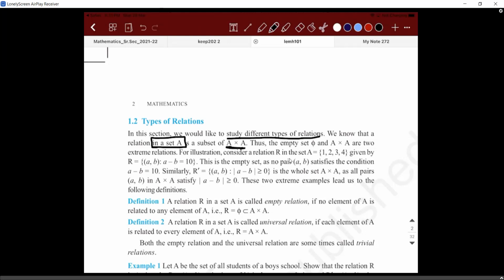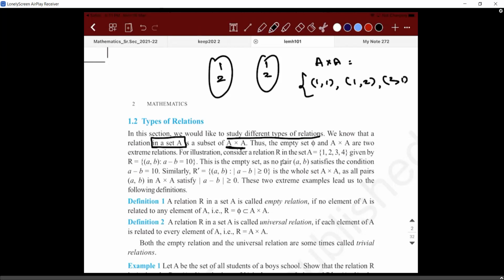I'll repeat it. Listen. I have set A, which is 1, 2, 3. Set A again is going to be 1, 2, 3 only because I'm defining A cross A. So what will be A cross A? Can you tell me all the elements that are possible? For simplicity, I'll make it less: 1, 2. What are the ordered pairs? (1, 1), (1, 2), (2, 1), (2, 2). Right.